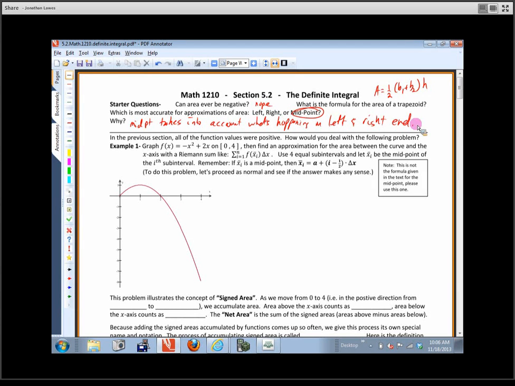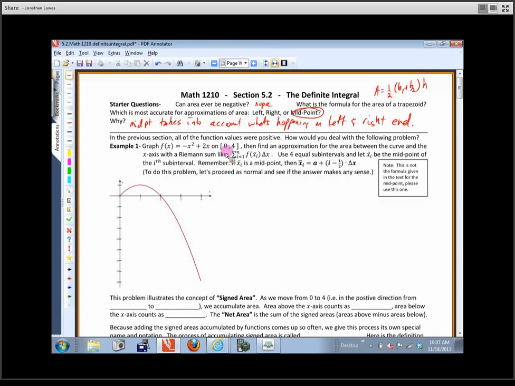So we are going to do a midpoint approximation, and I'll show you that on this problem right here. In the last section, every single function that we dealt with, on every interval where we were interested in approximating the area, was a positive function, and we were always accumulating the area as we go from left to right. Well, it's possible to have a function that has negative function values, so let's think about how we deal with that. So we've got this function f(x) = -x^2 + 2x.